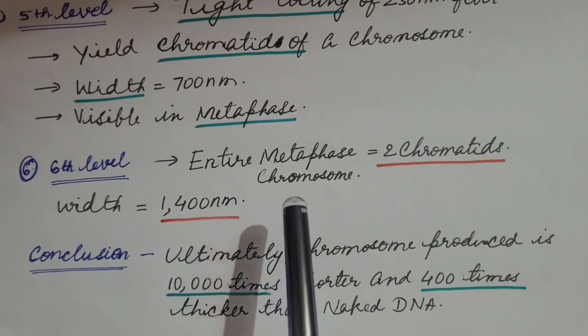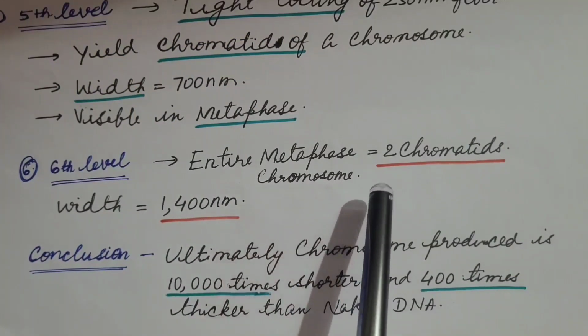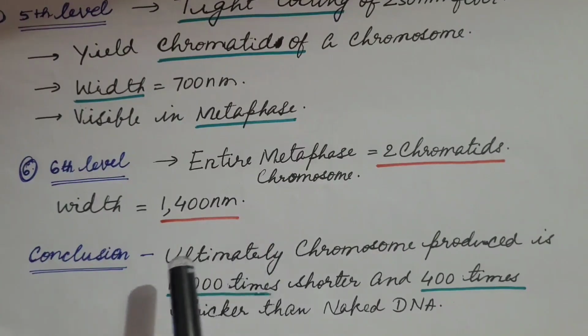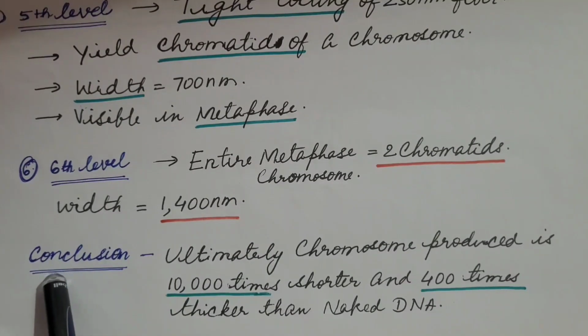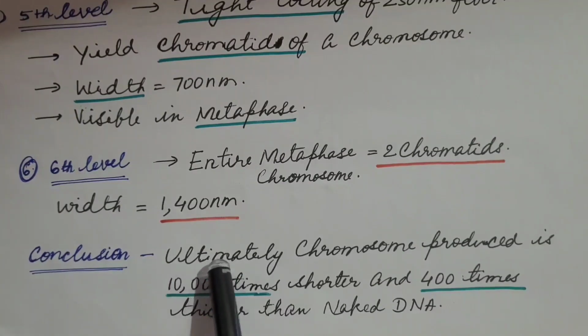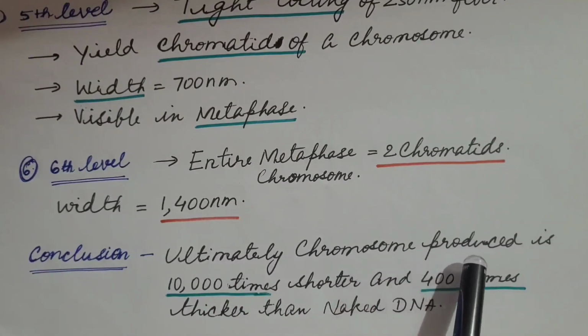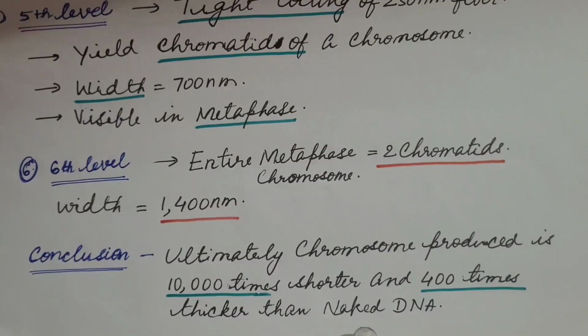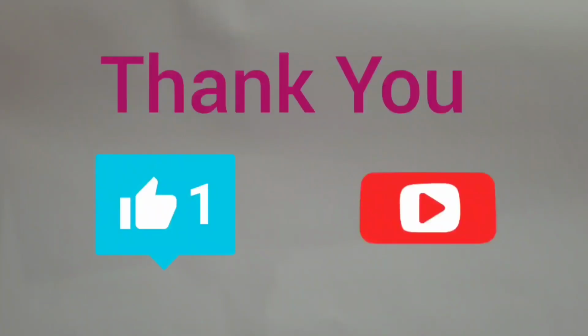In this way, DNA is packed into chromosome that is present in the nucleus of eukaryotic cells. So what we can conclude is that ultimately the chromosome that is produced is 10,000 times shorter and 400 times thicker than naked DNA. This is all for today's video.